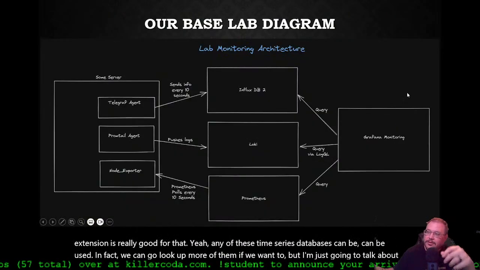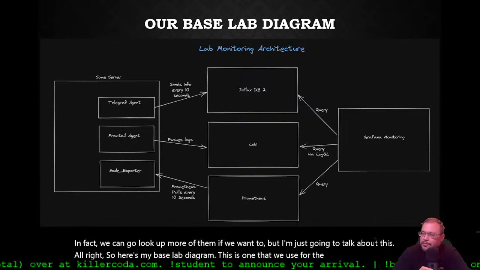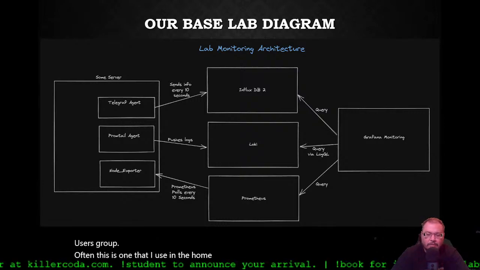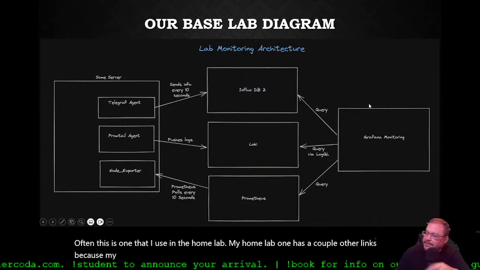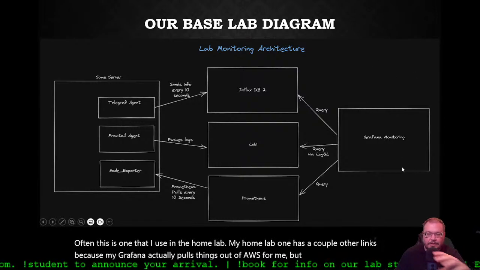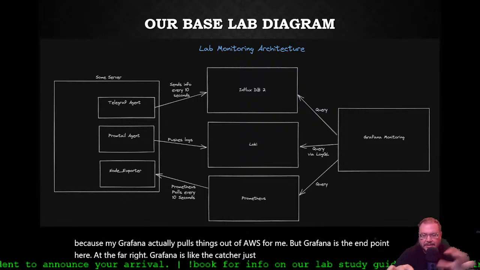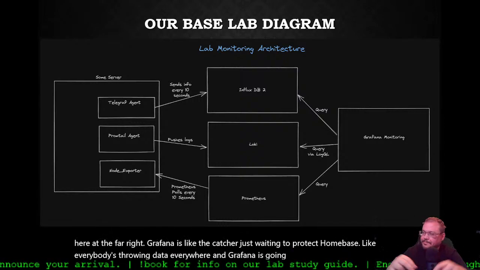All right, so here's my base lab diagram. This is one that we use for the professional Linux users group often. This is one that I use in the home lab. My home lab one has a couple other links because my Grafana actually pulls things out of AWS for me. But Grafana is the endpoint here. At the far right, Grafana is like the catcher just waiting to protect home base. Everybody's throwing data everywhere, and Grafana is going to present it.